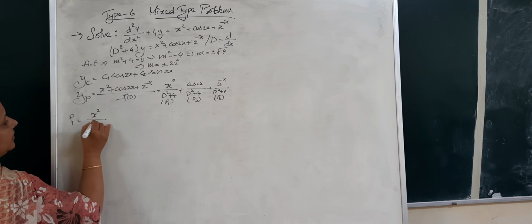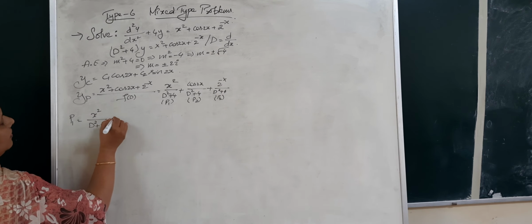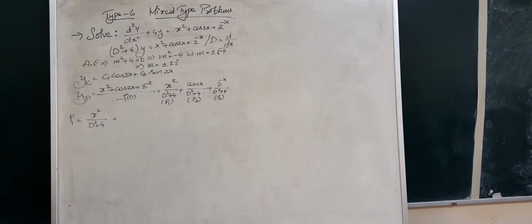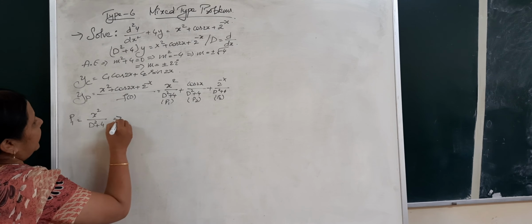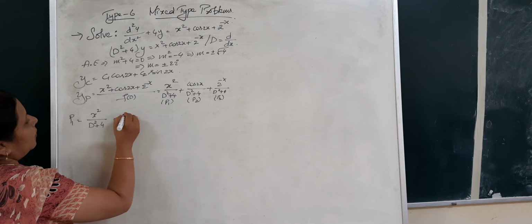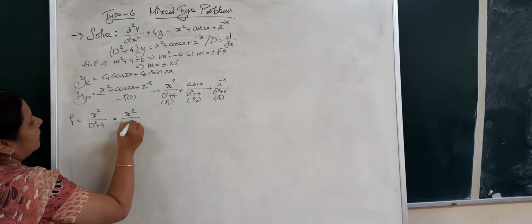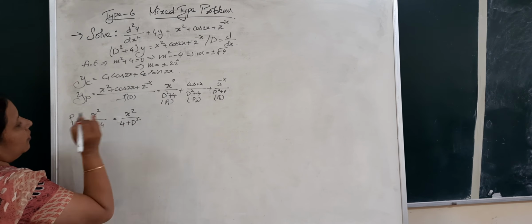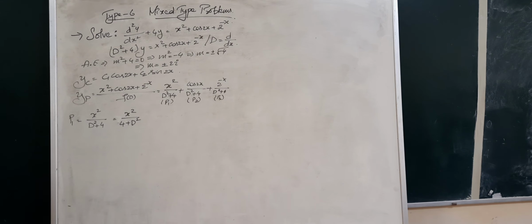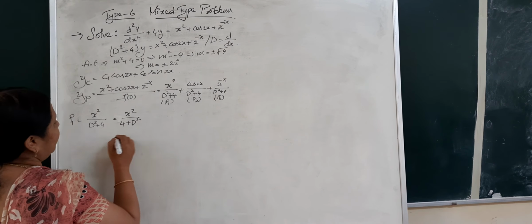X square by D square plus 4. That is the first one. Now this comes under which type, my dear friends? This is a polynomial function in the numerator and the denominator, of course, a polynomial in D. So we got to apply long division in this case. So let us apply that. Applying long division here, first thing we got to rearrange the denominator in increasing powers of D. So let us apply the long division.